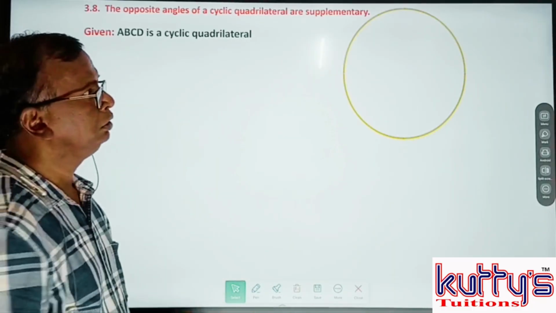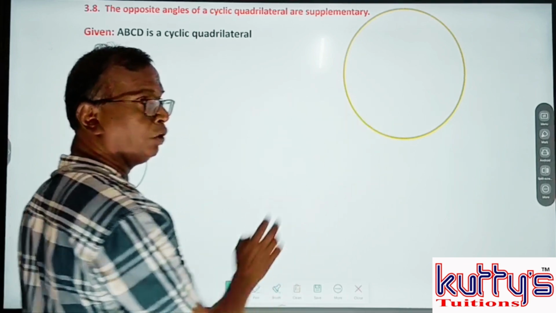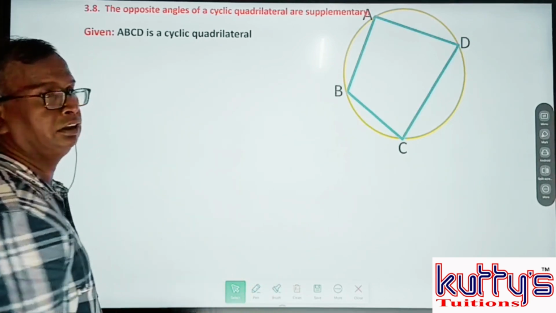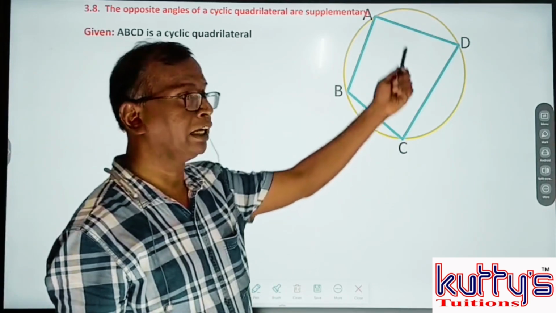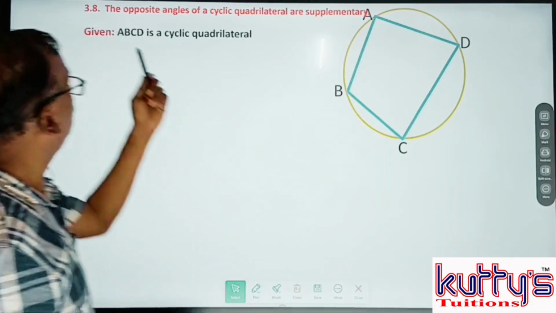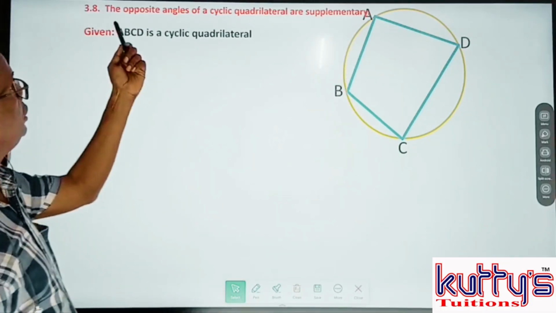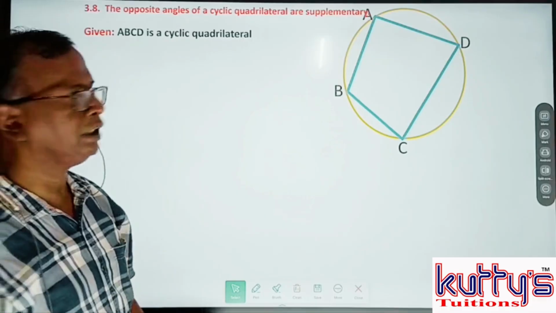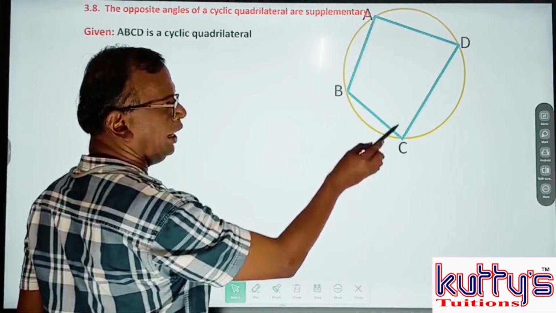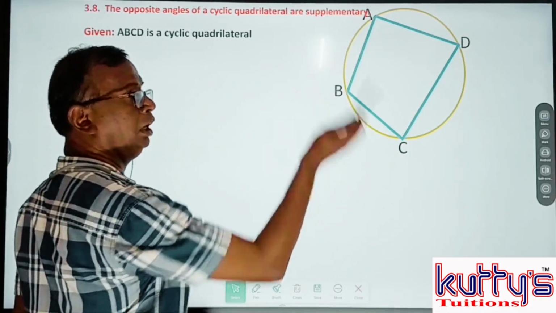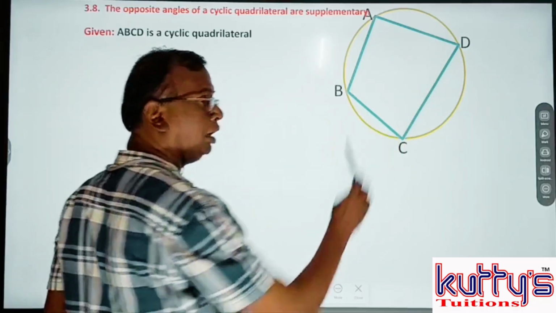This is a circle. When all the vertices of the quadrilateral touch the circle, this is called what? Cyclic quadrilateral. And what do you have to prove? You have to prove it's a cyclic quadrilateral ABCD, the opposite angles of a cyclic quadrilateral. Which are the opposite angles here? A and C are the opposite angles. Which is the other? B and D are the opposite angles.